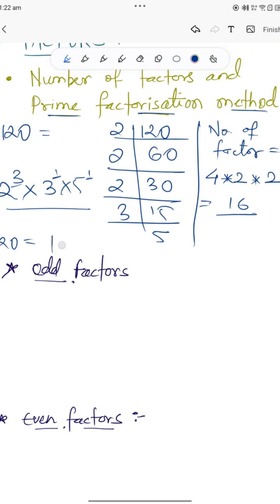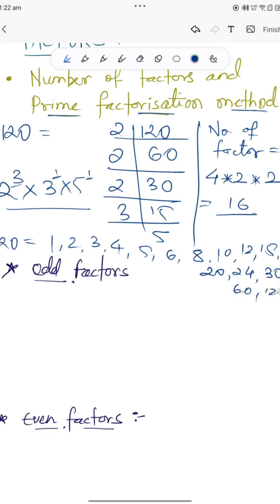So for 120 there is 1, 2, 3, 4, 5, you will have 6, 8, 10, 12, 15, 20, 24, 30, 60, and 120. If I missed anything you can count, and it should have 16 factors.